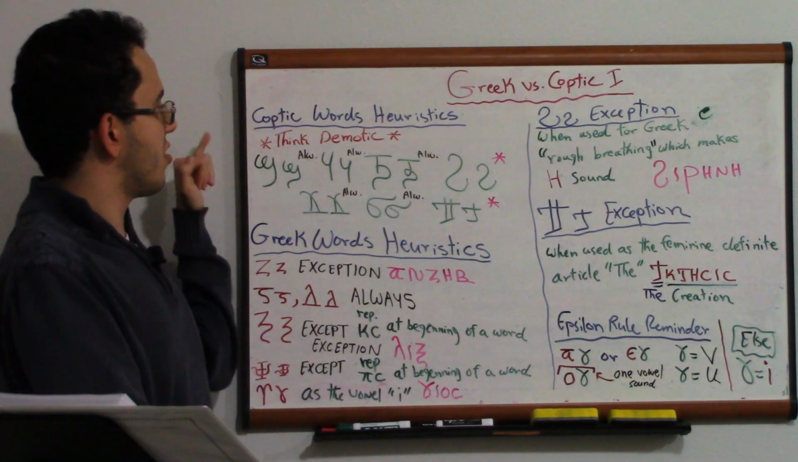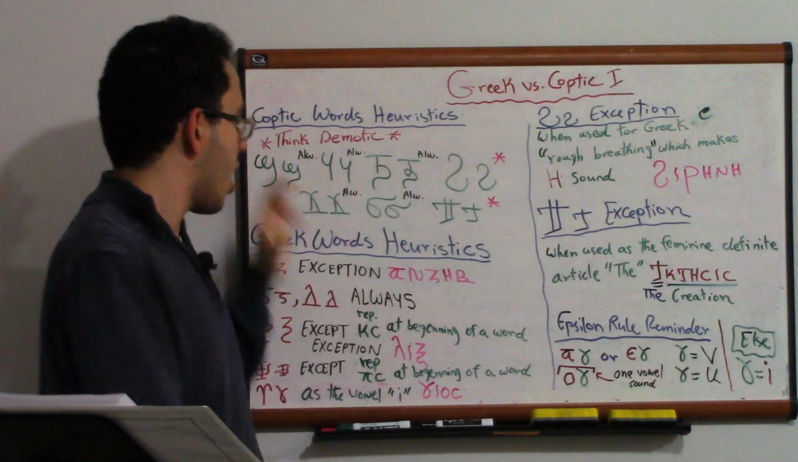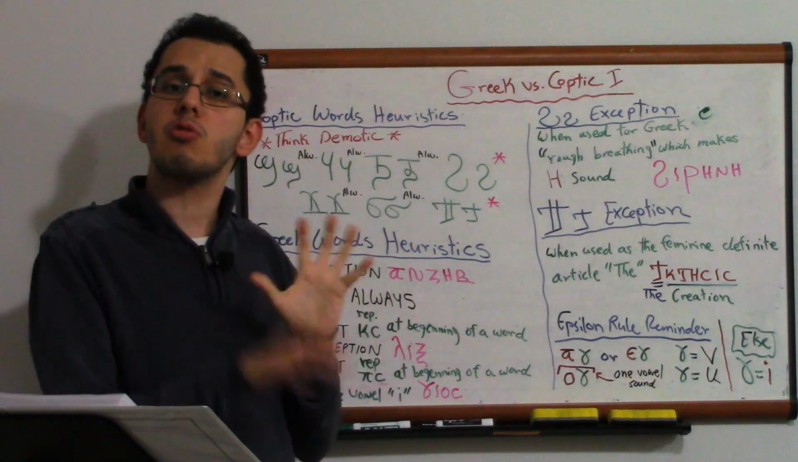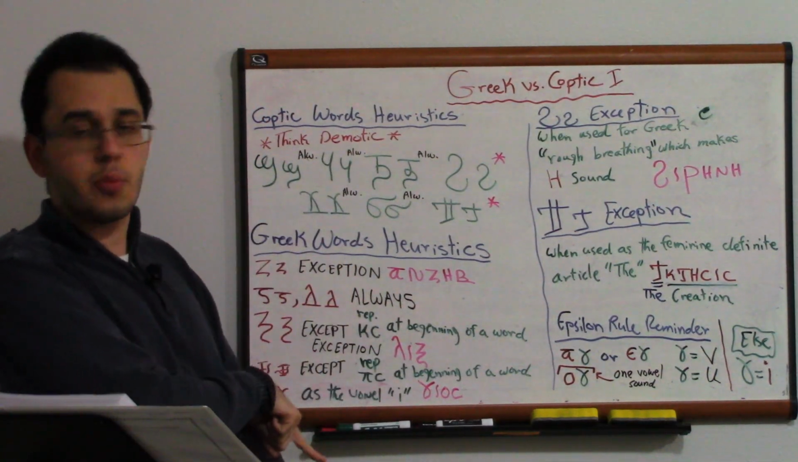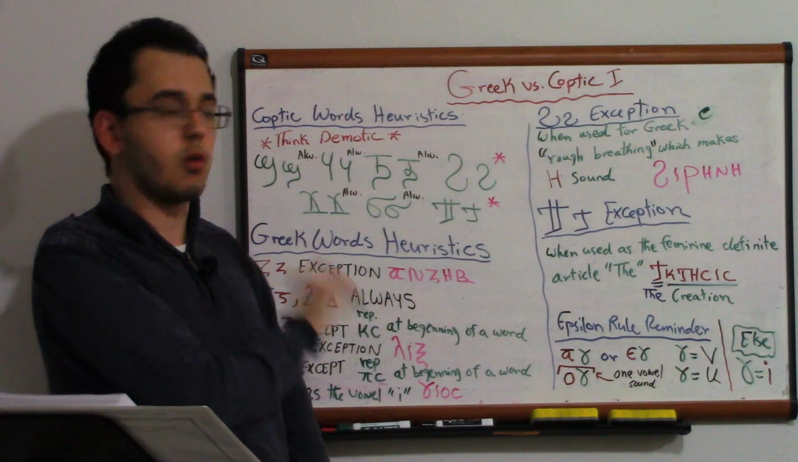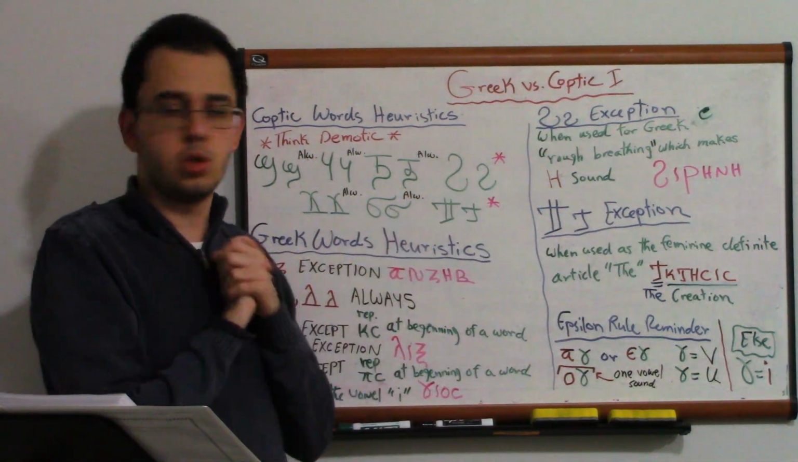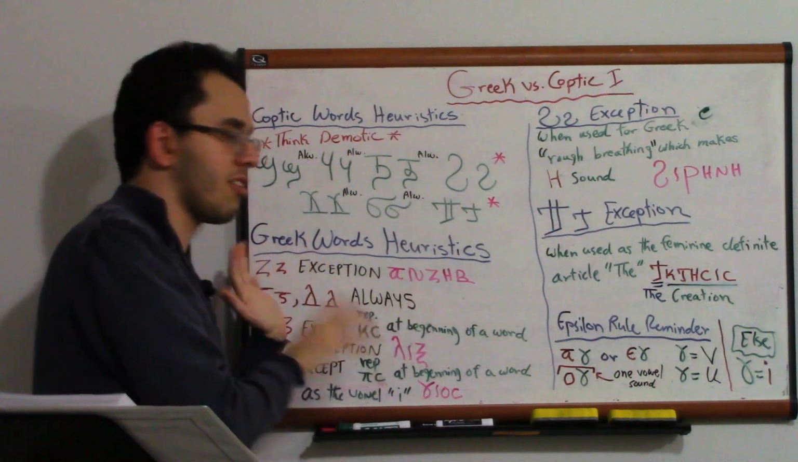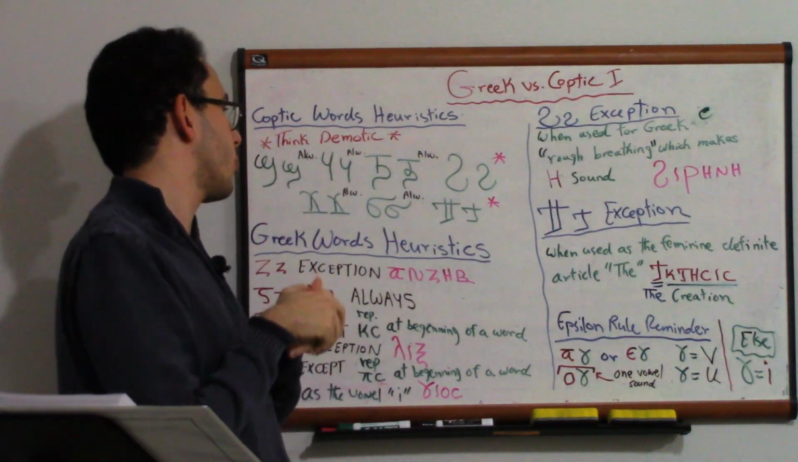So there are some Coptic word heuristics, and then there are some Greek word heuristics. I always like to start with the Coptic ones, because Coptic is much easier than the Greek. The Greek gets so involved with so many rules, but Coptic is very straightforward. If you get the Coptic with the 2 exceptions, you're golden. And then Greek is a whole other kind of world that we'll get to in this lecture too.